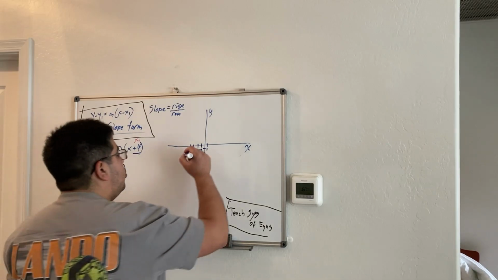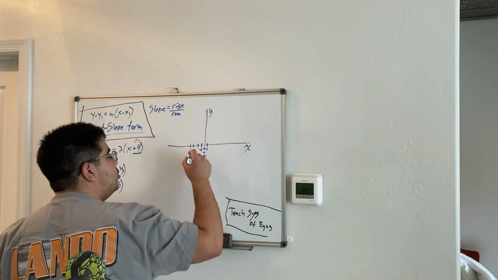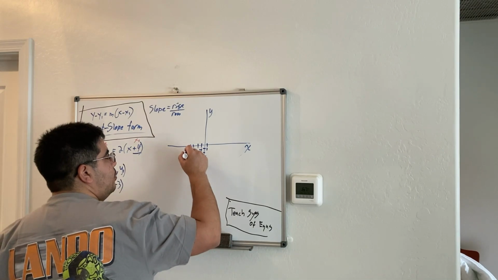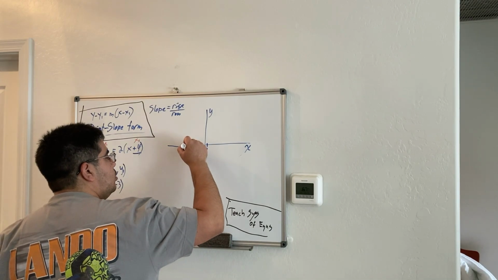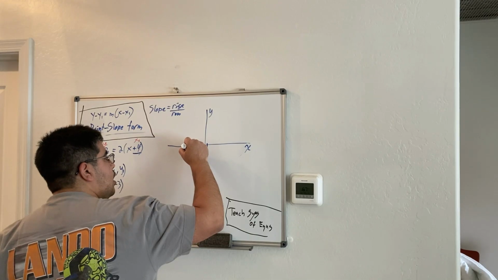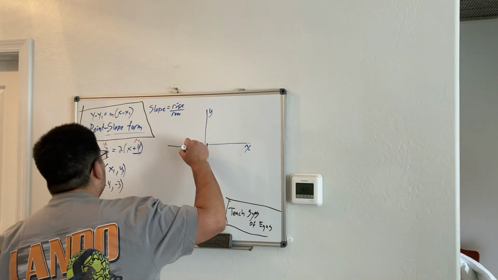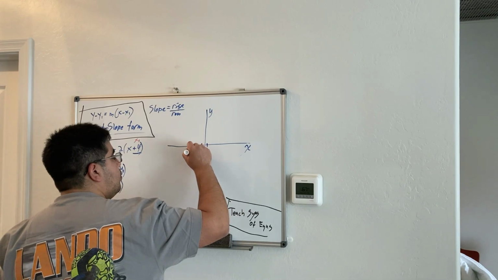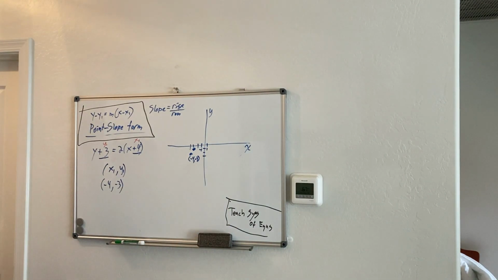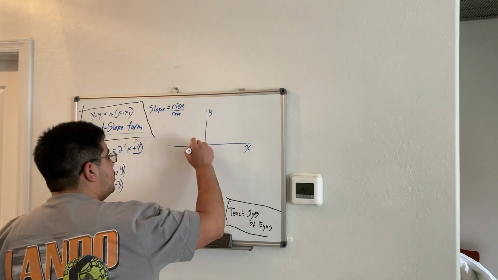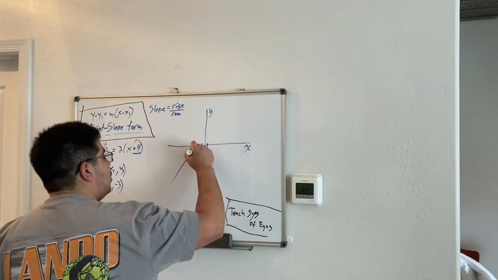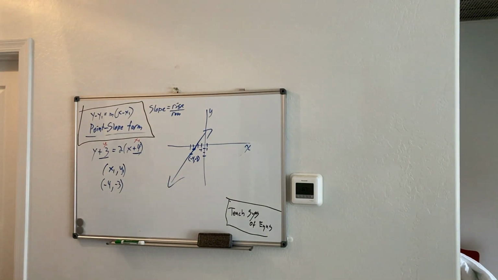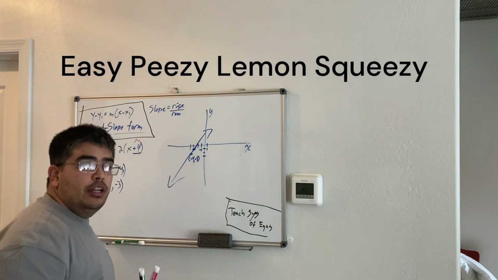So from here, we have to go up 2. We're at -4, -3. So we're going to go up 2, 1, 2. We're at -1. And then go up 2. And then over 1 right here. Go over 1 right there. Then connect the dots. Boom! We got our line. Easy peasy lemon squeezy.